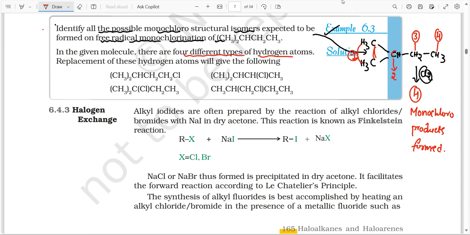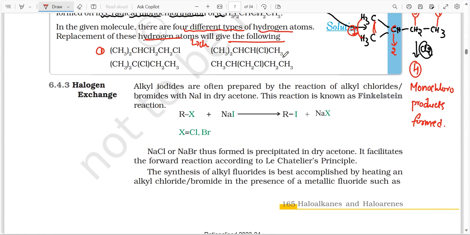Here they are numbered 1, 2, 3, indicated with red. The replacement of these hydrogens with chlorine will give the following compounds. Here is the first one, the second, third and fourth one. I hope this concept, example 6.3, is clear to you. I hope everyone tries this example.